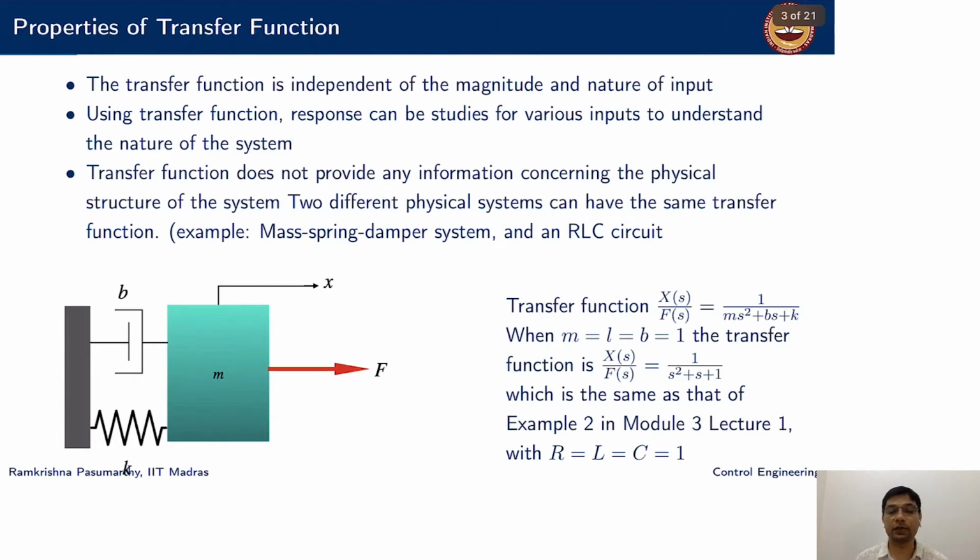And using this transfer function, I can study the response of the system to various kinds of inputs and therefore understand the system better. However, the transfer function does not provide any information concerning the physical structure of the system. When I say this, it means that two physical systems can have the same transfer function. Okay, so let us derive the transfer function for this mass spring damper system that is shown here.